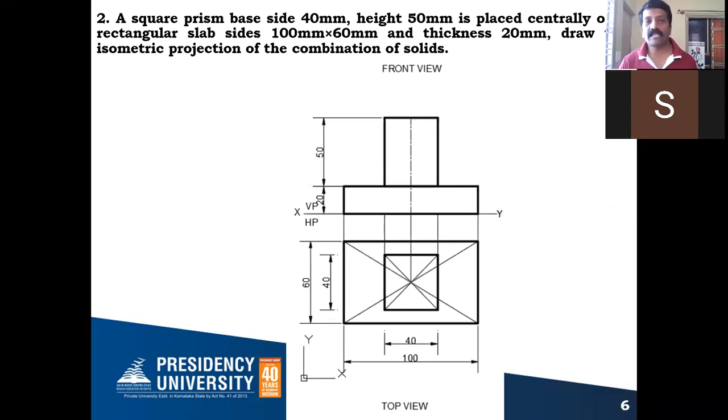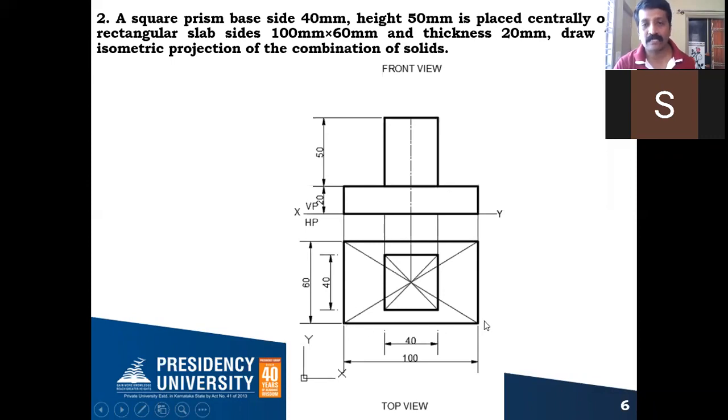Here the base solid is the rectangular slab of 100 by 60 millimeter and the height is 20 millimeter. Above that, the square prism is placed, the side is 40 millimeter and height is 50 millimeter. Assume that you are placing a rectangular slab, and above that a square prism. When you see from the top, the slab will look like a rectangle. What is the side of the rectangle? 100 by 60. After drawing the XY line, you draw a rectangle of 100 by 60 like this.